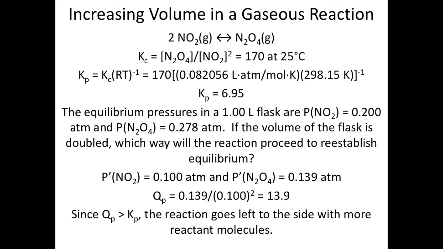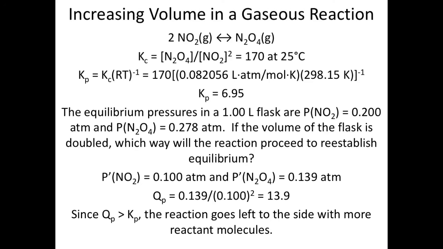Increasing the volume in a gaseous reaction is equivalent to adding solvent to an aqueous reaction, because it will change the molarities. Given this reaction, 2 nitrogen dioxides in equilibrium with N2O4 at 25 degrees Celsius, the Kc is 170. We're going to calculate the Kp and look at it from that point of view.